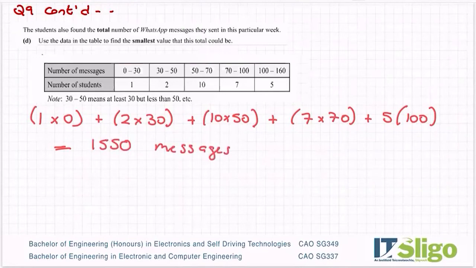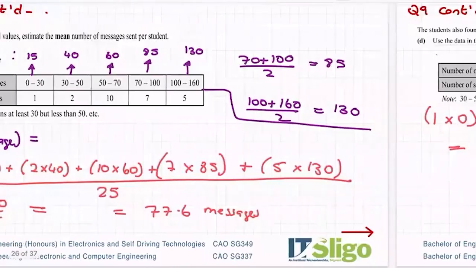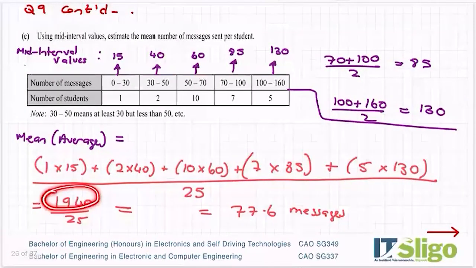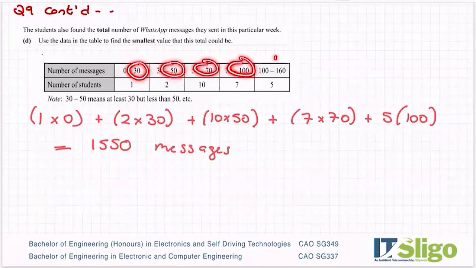Okay, so you can see when we took the mid-interval values, we got 1940, okay, as the total number of messages sent, because that's what's always on the top. The total number of messages sent, if you take the smallest possible value, well, that's you taking the smallest value in each of these ranges, you'll get 1550. Okay, so that's your answer to that question. Of course, another question they could have asked was the largest or the biggest number of messages sent. And it's kind of the same question, except you'll take the biggest number in each range, okay?